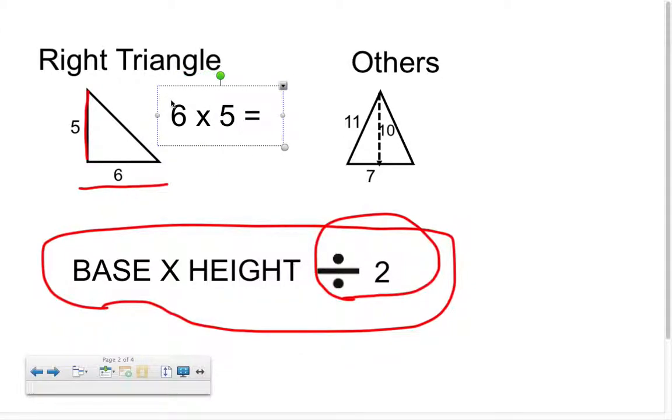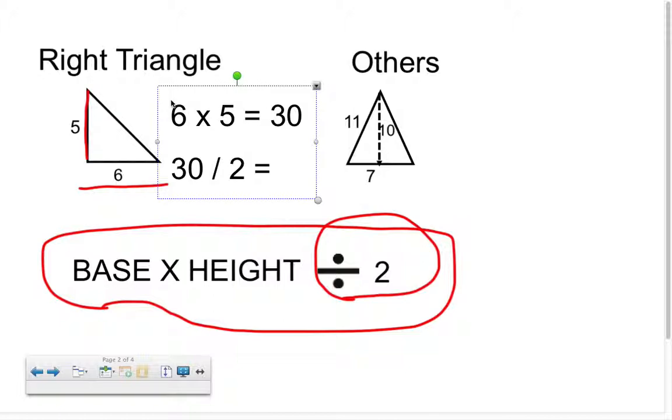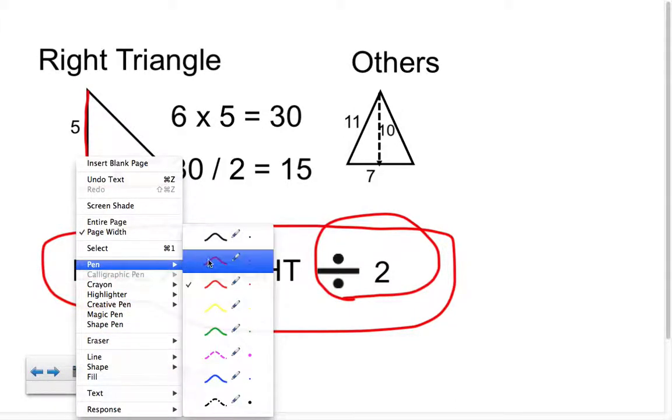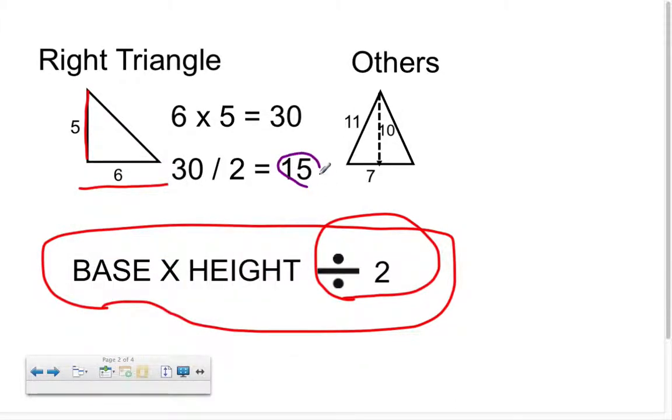which equals, come on, times tables, guys, 30. And then if you did 30 divided by 2, that would get you 15. So the final answer in this is 15. It's not 30, it's 15. Because we did base times height, and then we took that answer and divided it by 2 to get the final answer, 15.